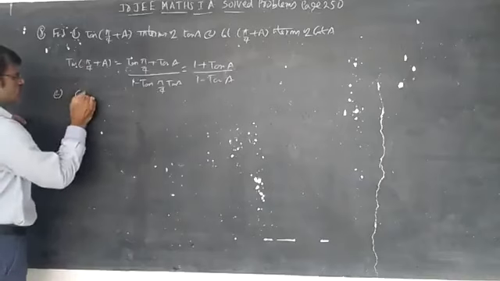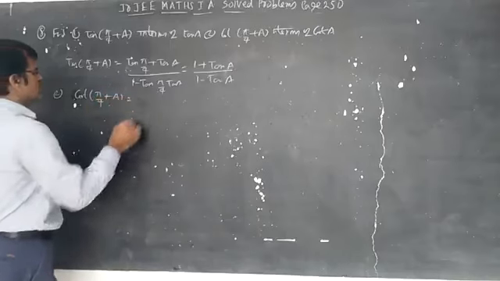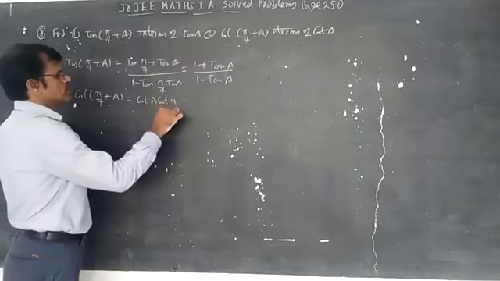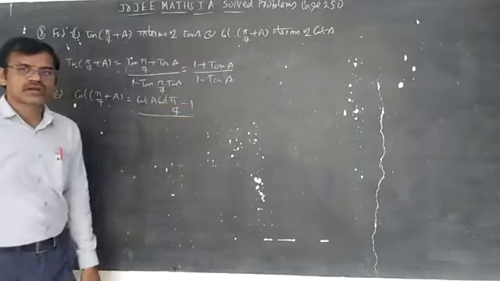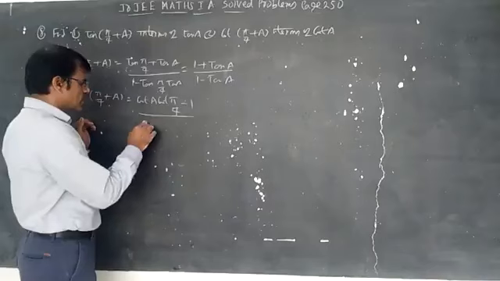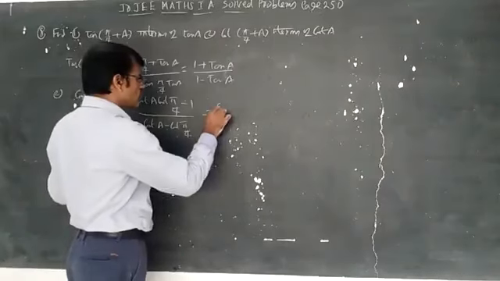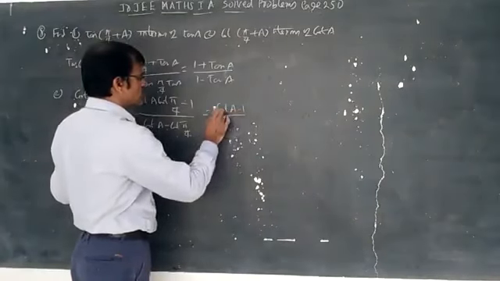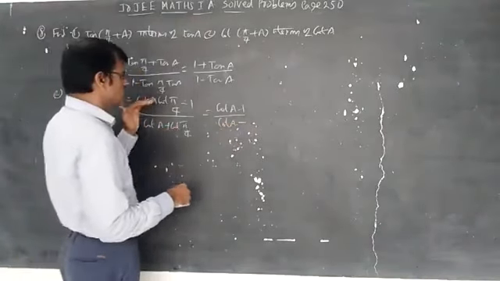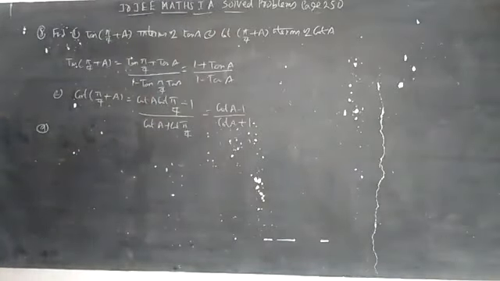Now, second question is cot of pi by 4 plus a. The formula for cot of a plus b is cot b cot a minus 1 by cot b plus cot a. So cot a cot pi by 4 minus 1 by cot a plus cot pi by 4. Cot 45 value is 1. So it is cot a minus 1 by cot a plus 1. That's all.